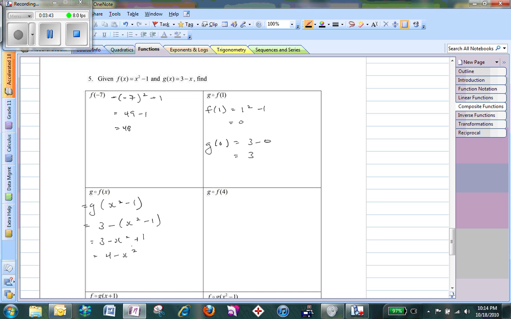Because I have g of f of x, let's find g of f at 4, which is simply 4 minus 4 squared, which is 4 minus 16, which is -12. That's one way to do it.